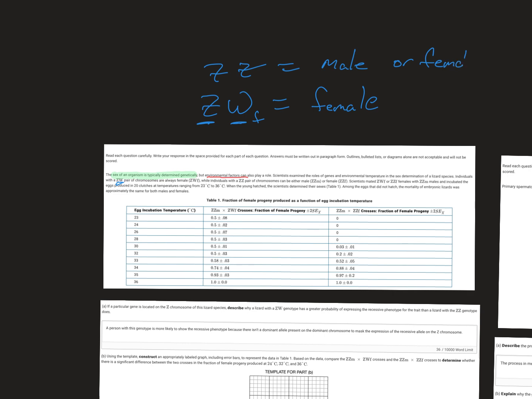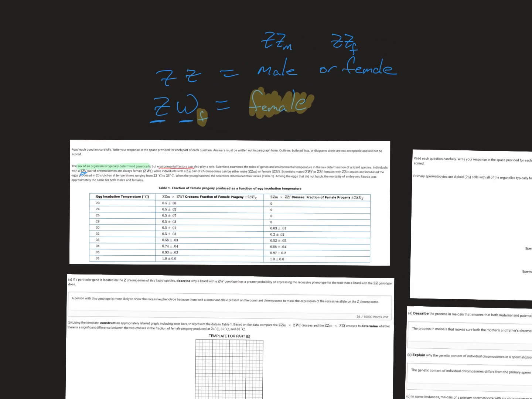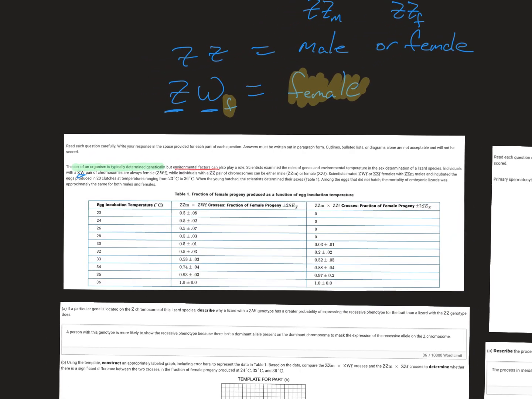Depending on the environment. Now, they used a weird notation that you may not have been familiar with, and honestly, I wasn't either in the beginning. But ZZ male and ZZ female. And they just made this F to remind you that it's always female. That's all they did there. Annotating helped me a lot.